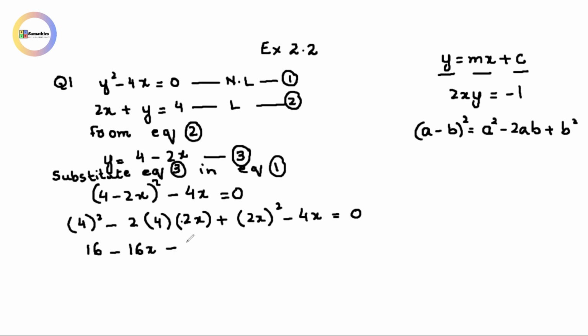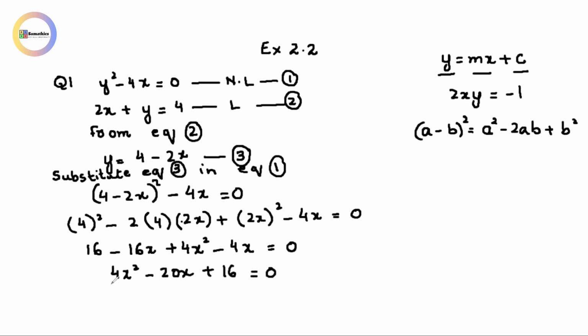plus 4x square minus 4x is equal to 0. So we will have four x square, minus 16x and minus 4x will give minus 20x and plus 16.